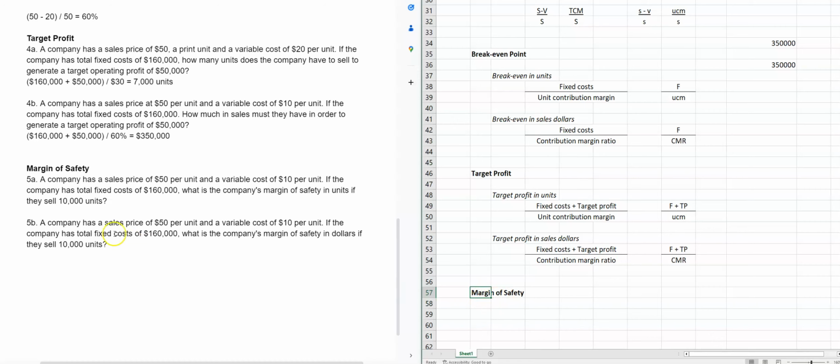Okay. So margin of safety is basically saying, based on our current level of sales, how safe are we as far as staying in the green, generating profit? So basically, how close are we to break even? Okay. So the formula for margin of safety in units is literally actual unit sales minus break-even unit sales.